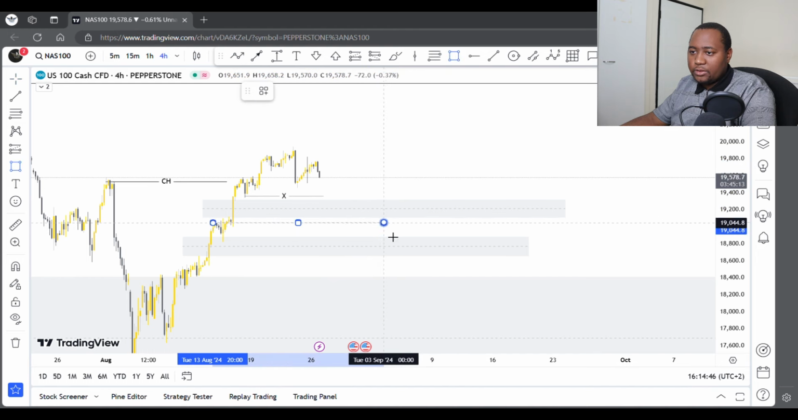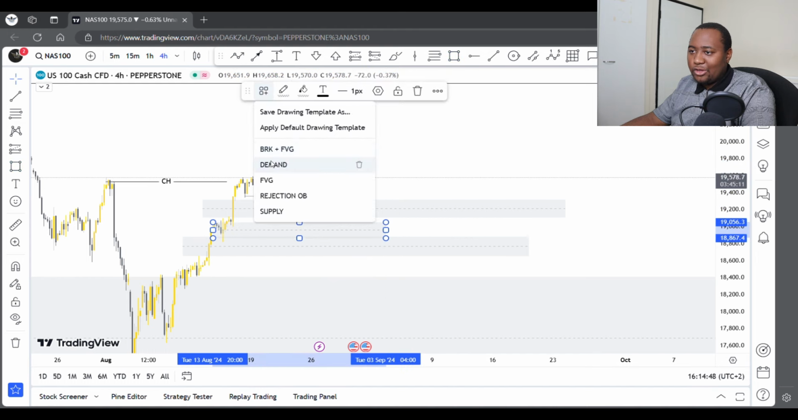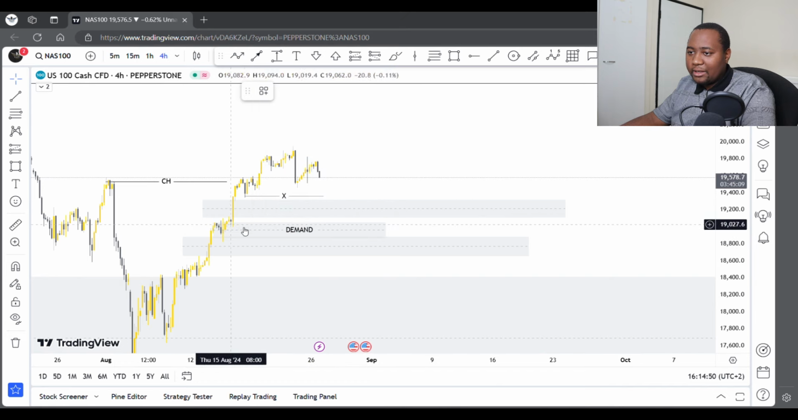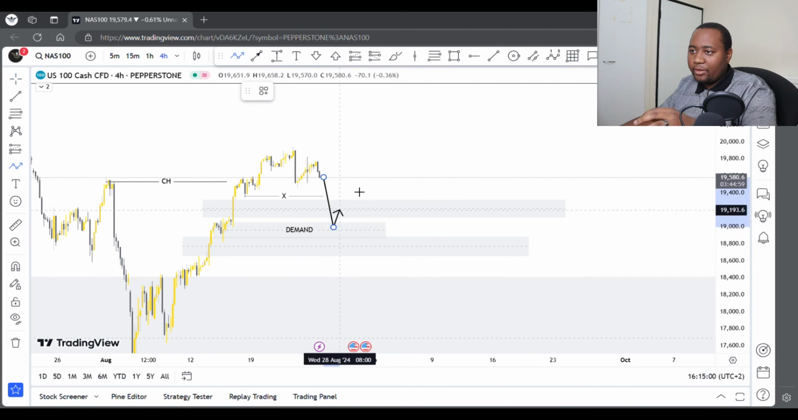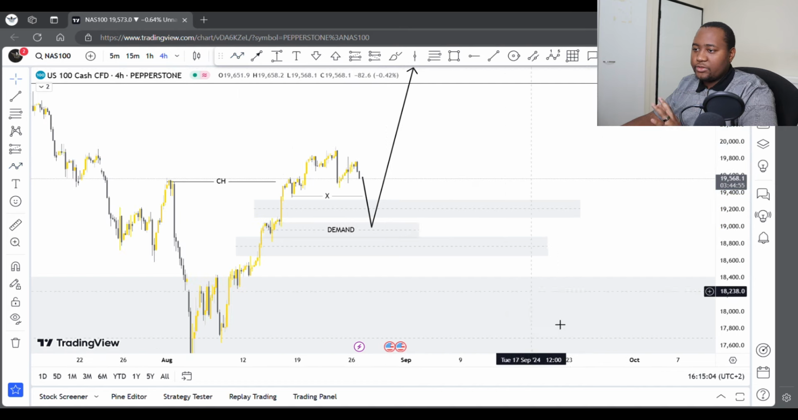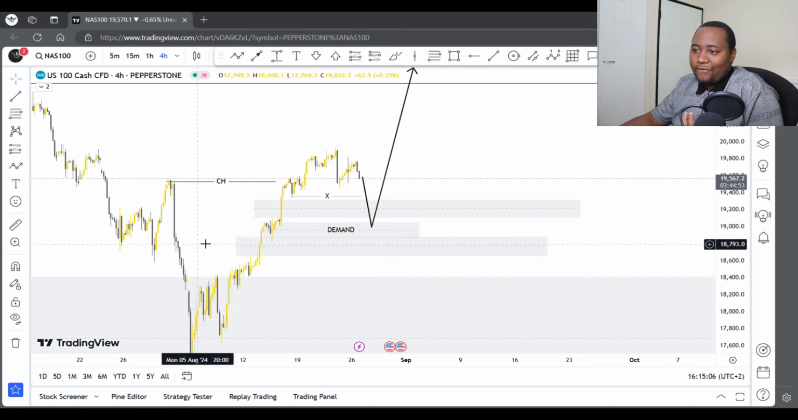Okay, so we can see the fair value gaps may not be quite relevant, but the market is going to use this demand, take this liquidity over here, take the buy stops of the fair value gap traders, and then buy from here on and create new highs. Okay, so that's what I see in terms of analysis based on my skills.